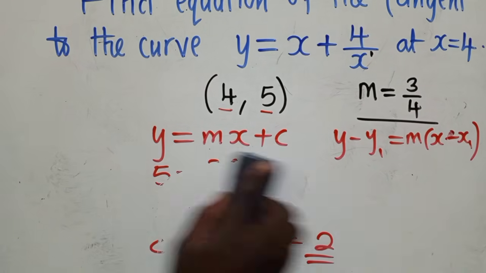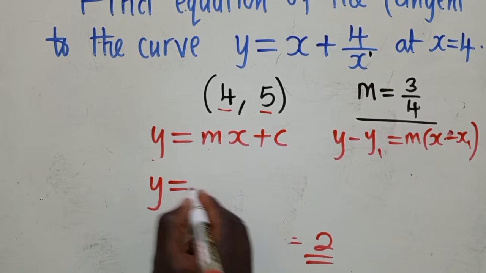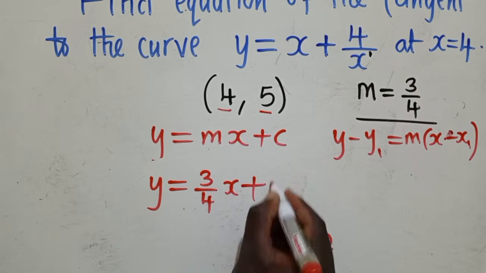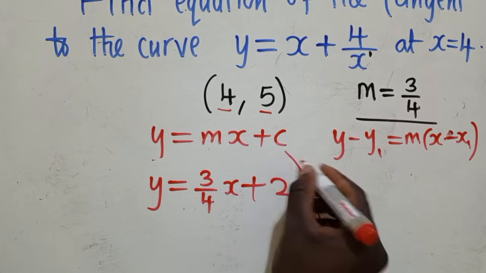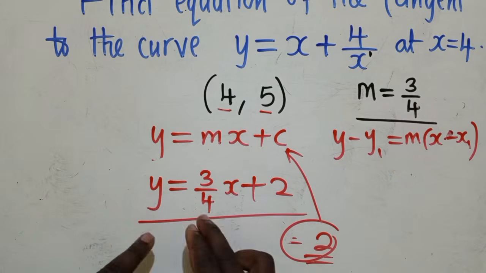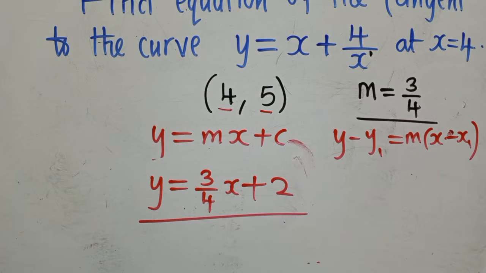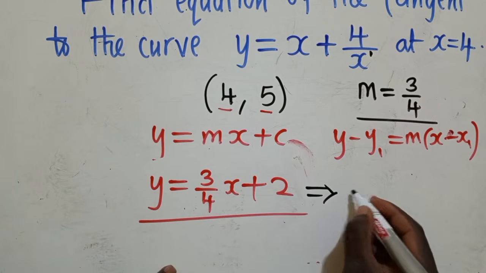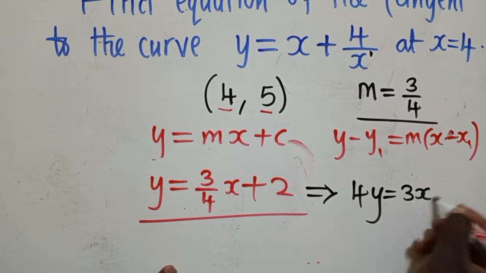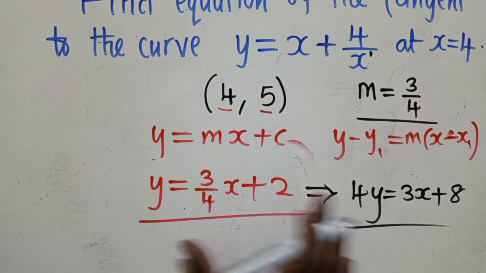After doing that, we just go back. We say y is equal to 3 over 4 x plus 2, since we know that c is equal to 2. This is the answer. You can either leave your answer like this, or if you want, you simplify it further and make it look like this by multiplying both sides by the denominator, which is 4. So you can either leave your answer like this or like this.